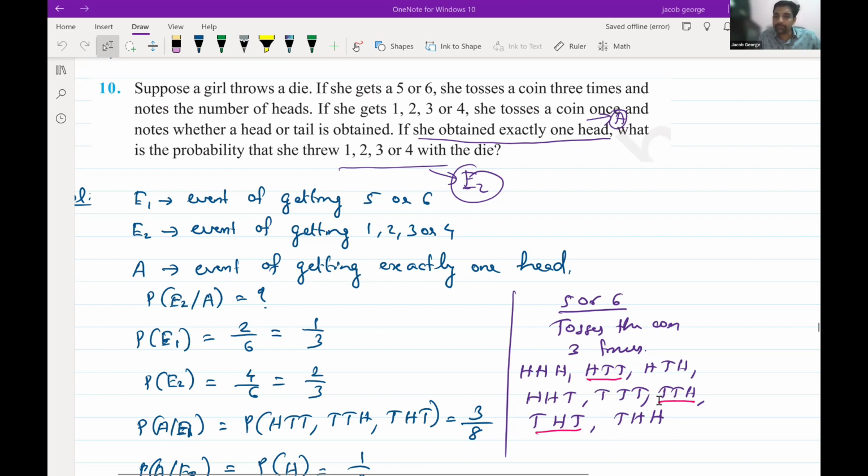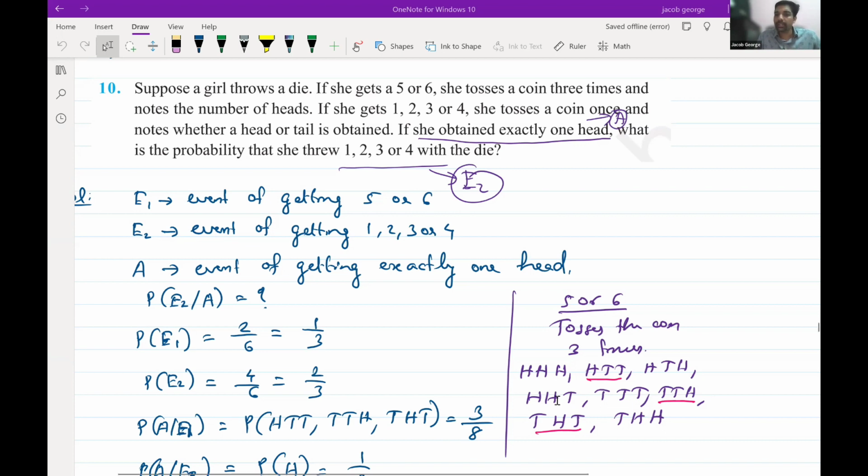Can you see that one? This happened with the 5 or 6. So we have to count 3 by 8. So P of A given E1 is 3 by 8. Is it clear? A given E1, all of you understood? A means getting exactly one head with throwing 5 or 6, which means with 5 or 6, she tossed the coin 3 times. So that situation is analyzed there. All of you got it?